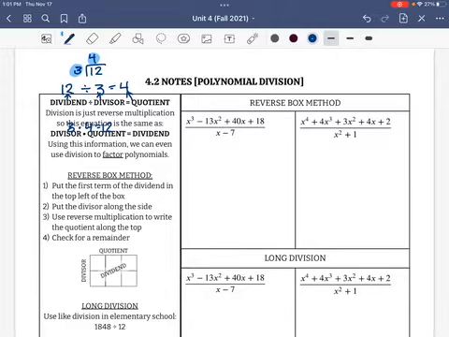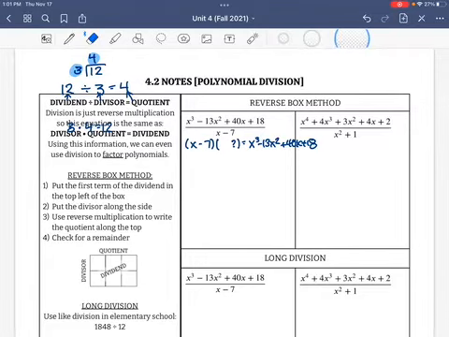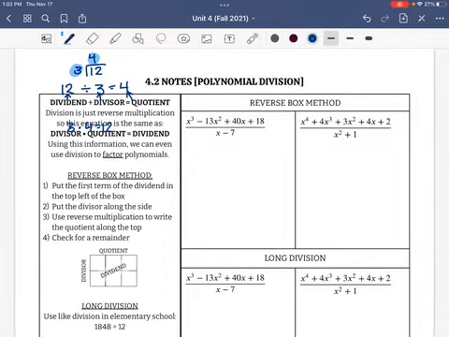So for example, my first problem, I'm really looking for what I would multiply x minus 7 by to get x cubed minus 13x squared plus 40x plus 18. And the first method I'm going to talk to you guys about is going to be the reverse box method. I'm basically going to figure out what I have to multiply by to get what I want. So let's jump right into it.